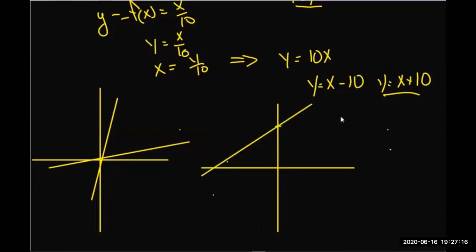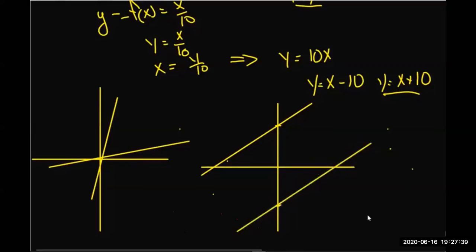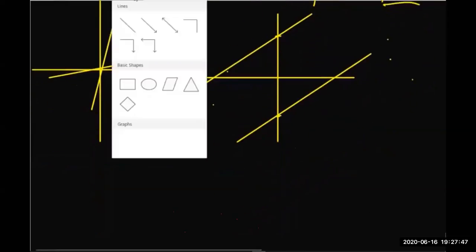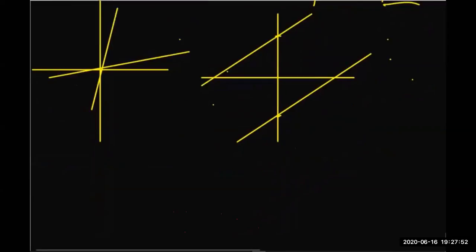Okay, and then what about this one? y equals x minus 10. It's like here. That also has a slope of 1. So let's see if I can put that in there. So let's say it goes approximately here. Okay, so that's a function and its inverse. Okay, and let's try another one. I think the first one we did was y equals x squared.